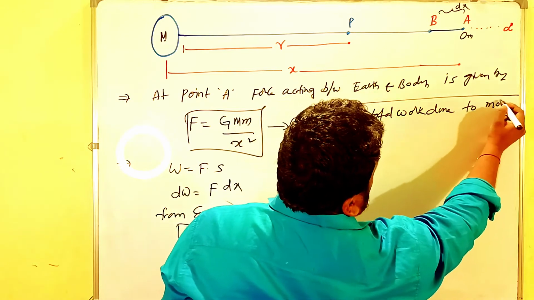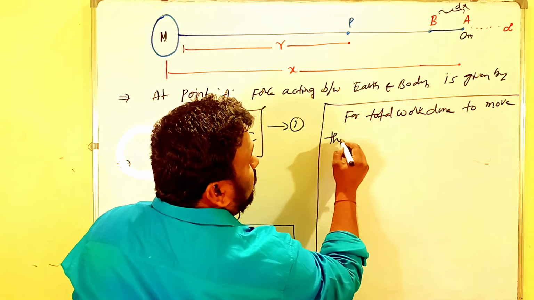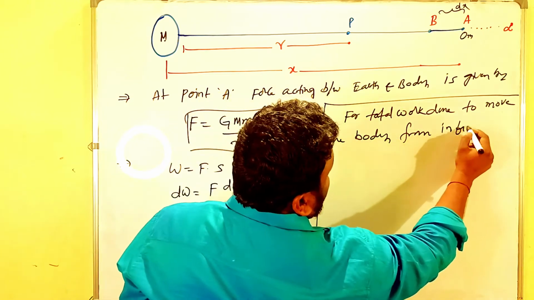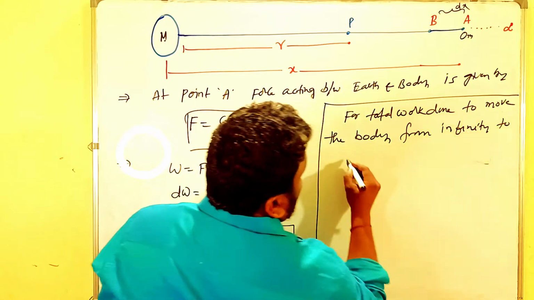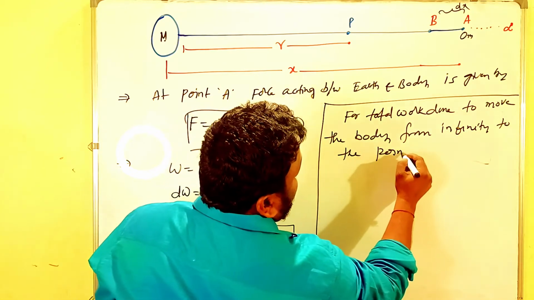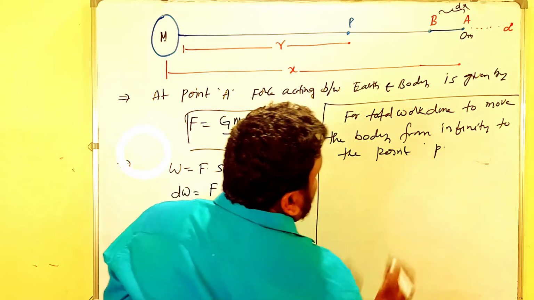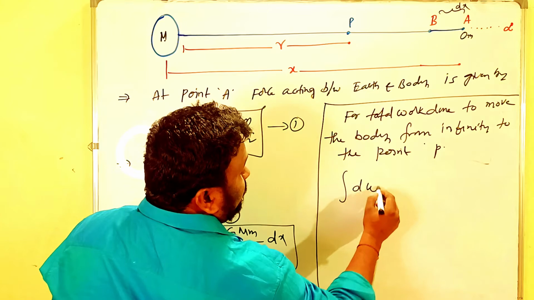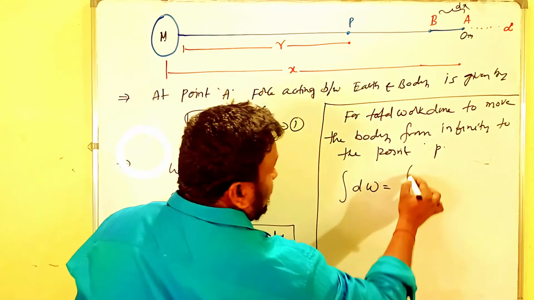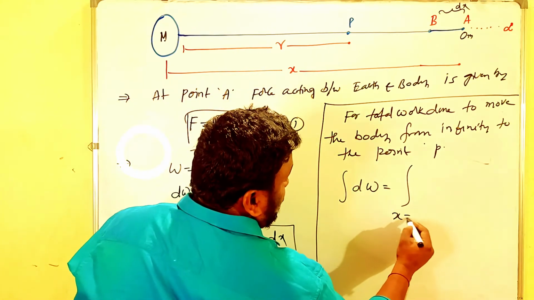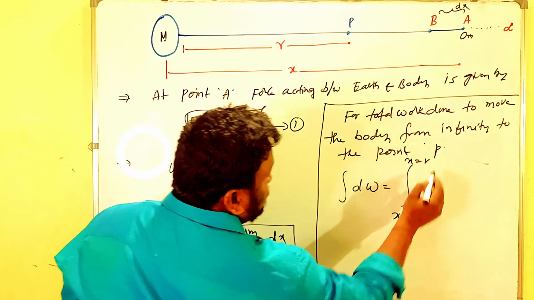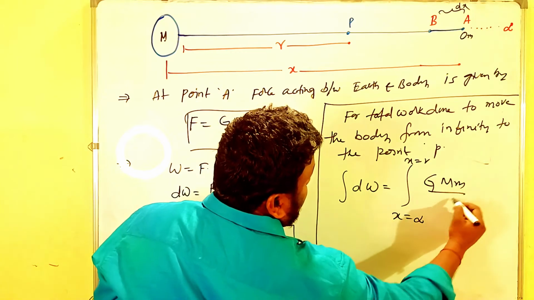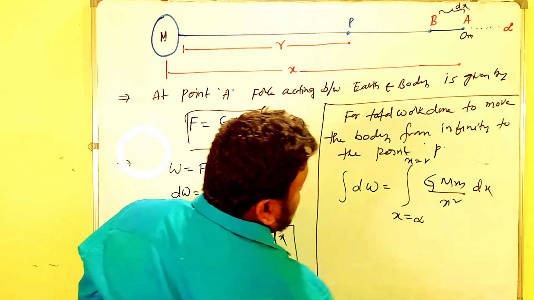to move the body from infinity to the point P, we have to integrate the equation like this. Integral dW is equal to the integral, here what you have to say, x is equal to what? Infinity to x is equal to r, of G M m by x squared dx.